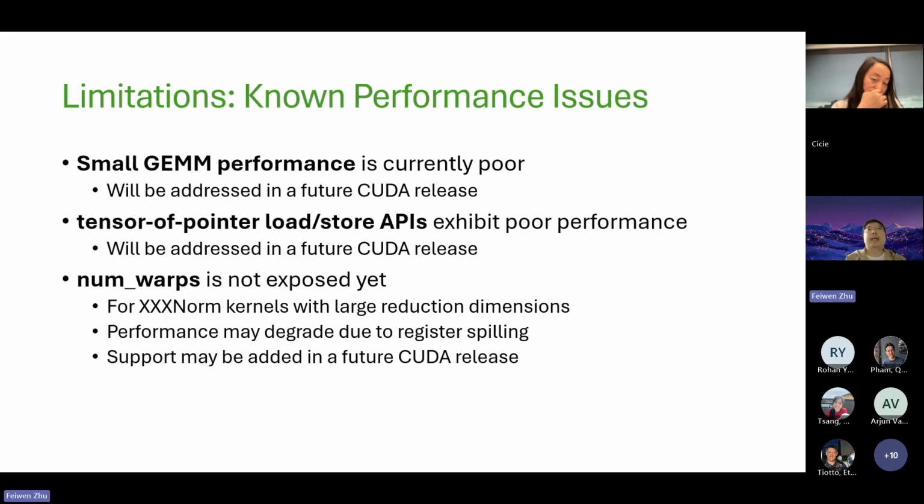And also there are some known performance issues. For example, small GEMM performance is currently very poor, and it will be addressed. This problem will be solved in a future CUDA release. And the tensor of pointers performance: if the kernel is still using tensor of pointers loads, the performance is not very good, and I believe it will be addressed in CUDA 13.2, which will be released soon. And I just mentioned that the number of warps is not exposed yet in 13.1.